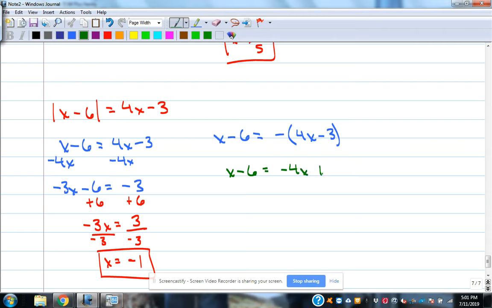Negative 4x plus 3 this time. I'll add 4x, and my brain is already doing the math. So that's 5x minus 6 is equal to 3. And it looks like it's going to get me the same answer as well. So I'm not going to get a new answer out of that.